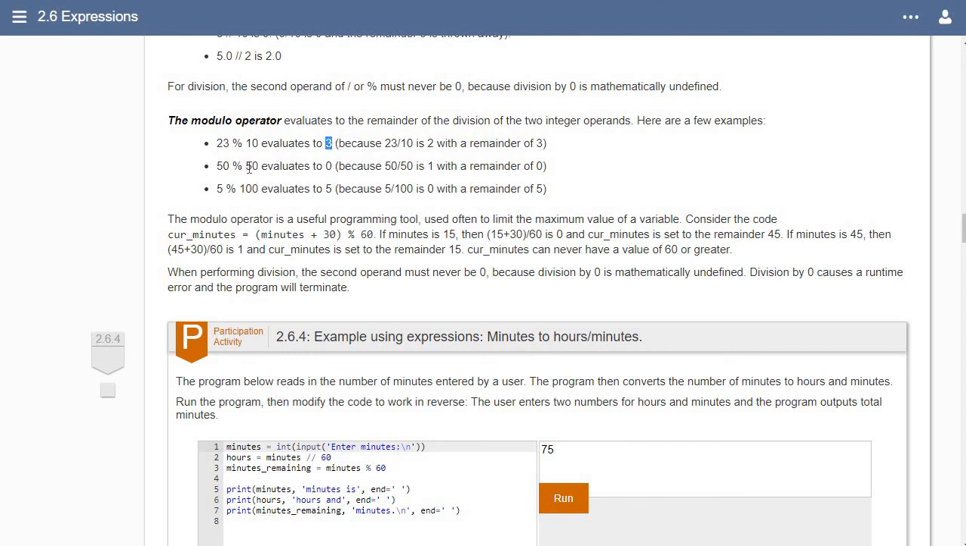50 goes into 50 0 times, with the remainder of 0, so the answer would be 0. 100 goes into 5 0 times, with a remainder of 5, so the answer would be 5.